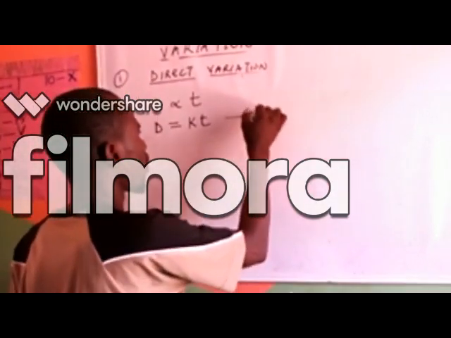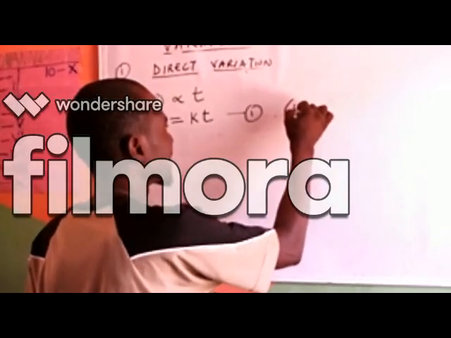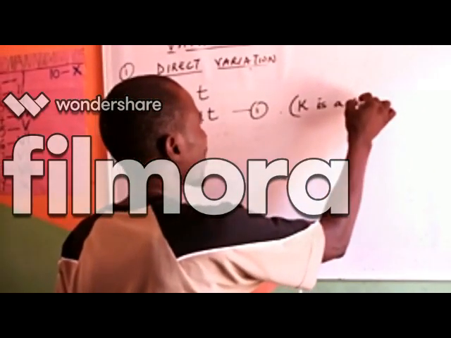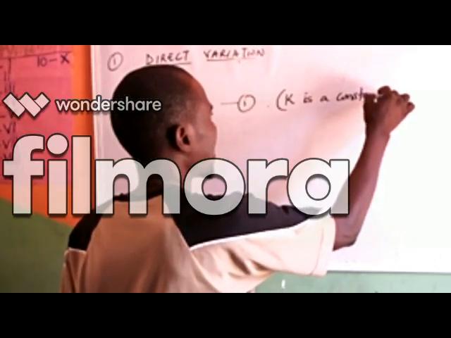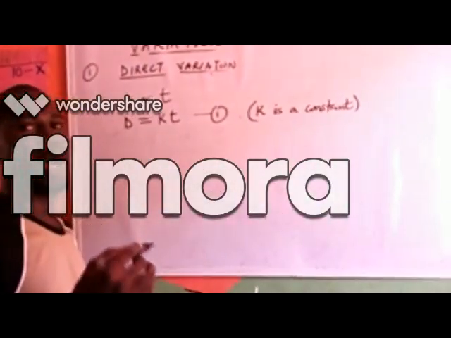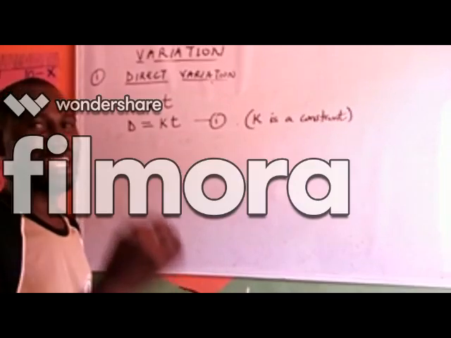Anytime you have this symbol, you have this D and T. You make this one equation 1, and you specify that K is a constant. You must write it there. That means you introduce it. Otherwise, you can also say K is a number.